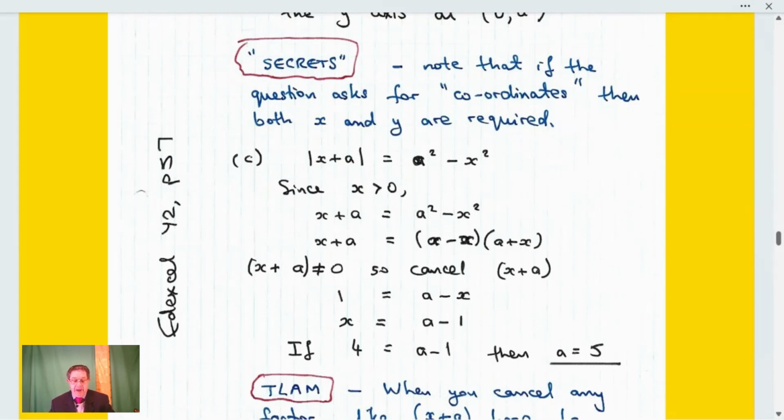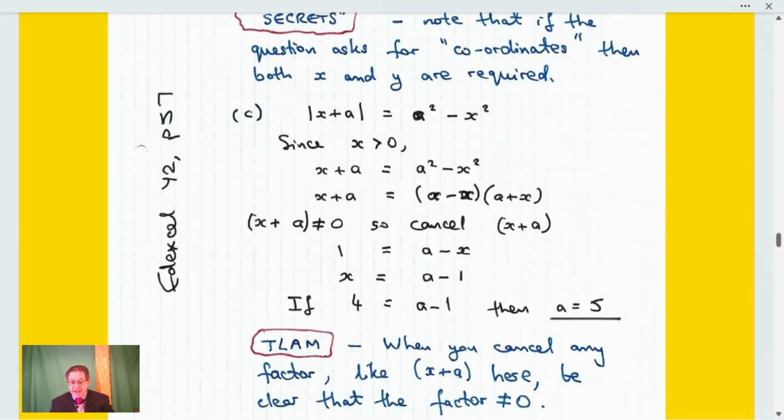Factorize the quadratic, it's a difference of two squares. And since a plus x cannot be 0 at our solution, we can cancel that factor to get a take x is 1. We're told that x is 4 at the solution, therefore a will be 5.